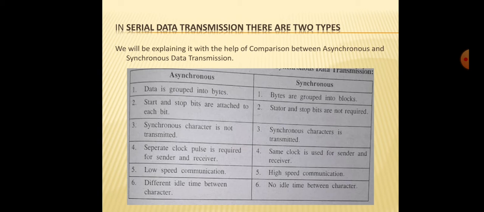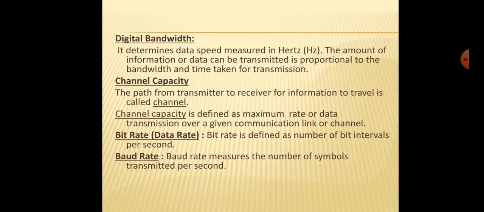Okay. The next, in asynchronous, separate clock pulse is required for sender and receiver. In synchronous, the same clock is used. Okay, no separate. The next one, in asynchronous, low speed communication is there. In synchronous, high speed communication is there. Whereas in asynchronous, different idle time between characters is there. In synchronous, there is no idle time between the characters. Okay. The next we will be seeing some definitions.